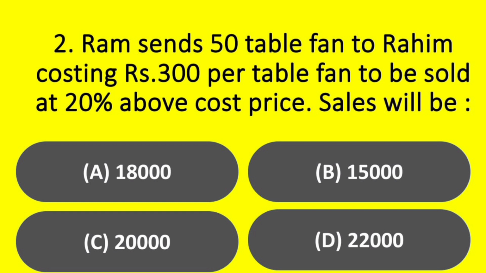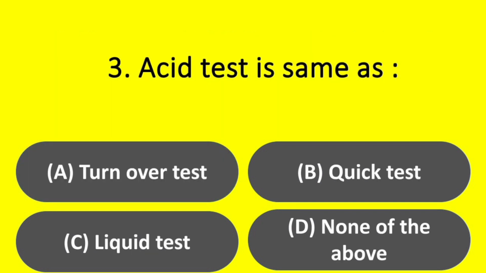Ram sends 50 table fans to Rahim, costing rupees 300 per table fan, to be sold at 20% above cost price. Sales will be option A 18,000, option B 15,000, option C 20,000, option D 22,000. Answer. Option A, 18,000.